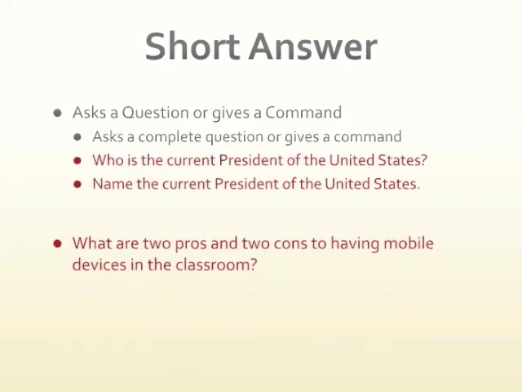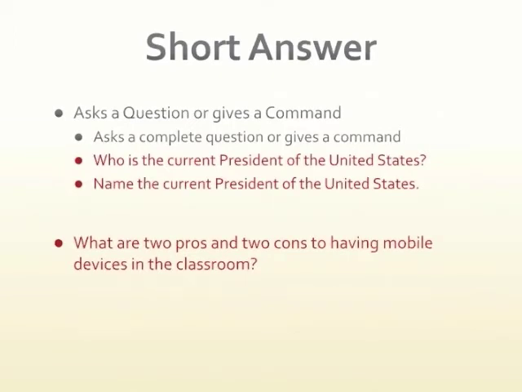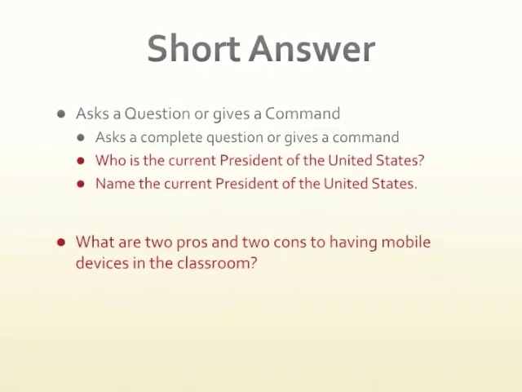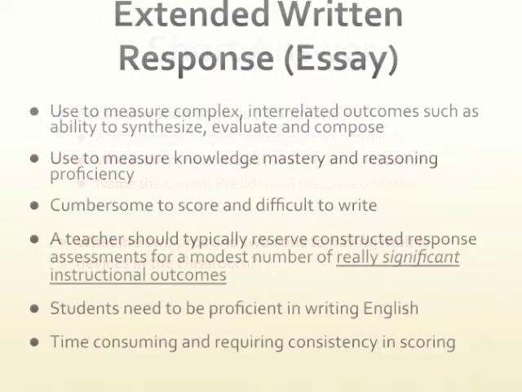The next one, what are two pros and two cons to having mobile devices in the classroom? Again, it's short, concise. It can be answered with two pros and two cons. This way students know they need to come up with two for each. You're not just saying what are the pros and cons, where you might get one or two word answers, or you might get 6 paragraphs. So again, short answer questions can just be used when you need a little bit more information than you can get through a fill-in-the-blank type of question.